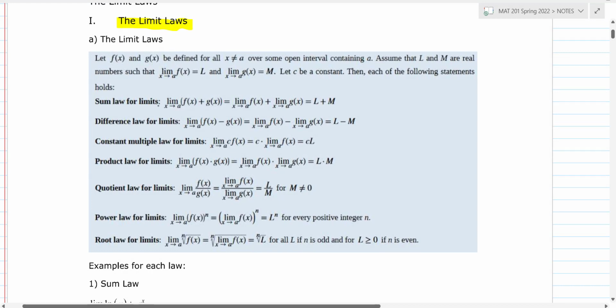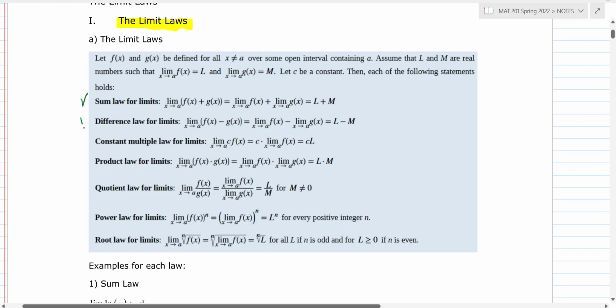The first one we have is the sum law, and that just says if you have a limit as x goes to a of f of x plus g of x, two functions added, then you split it up into two limits. You do the limit of the first function plus the limit of the second function, and then of course you just add the result of each limit.